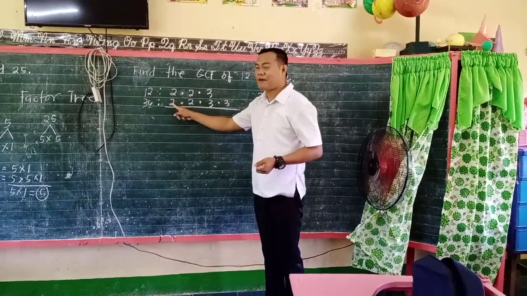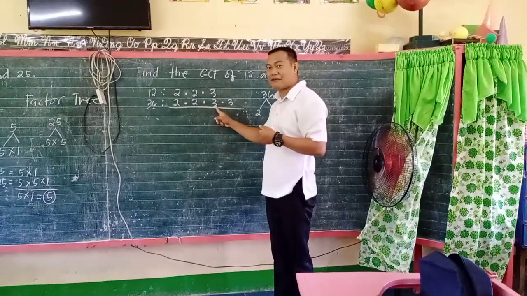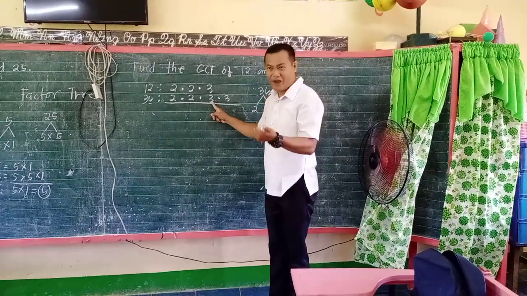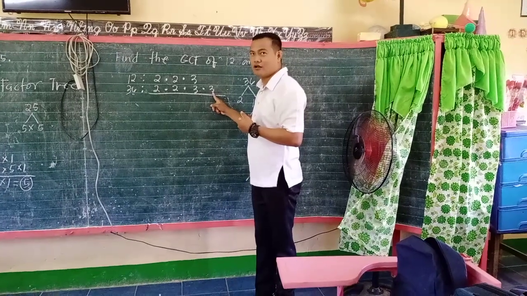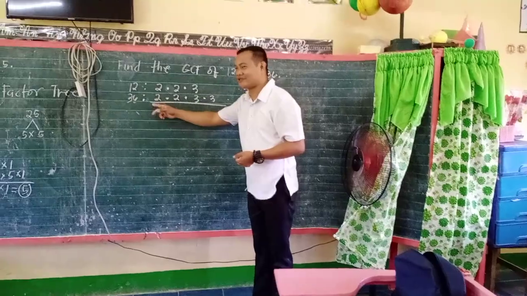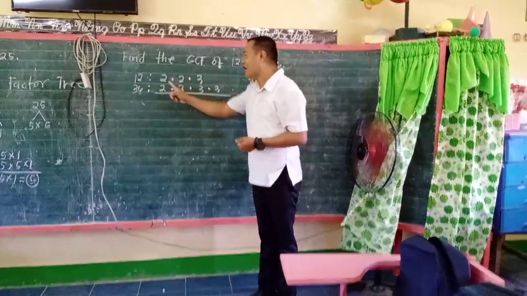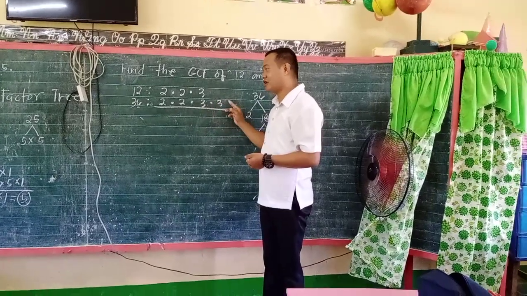Okay, let's find the product. 2 times 2, 4. Very good. Times 3, 12. Another very good. How about by 3? That is 36. Therefore, it is correct that the factors of 36 are 2 times 2 times 3 times 3.